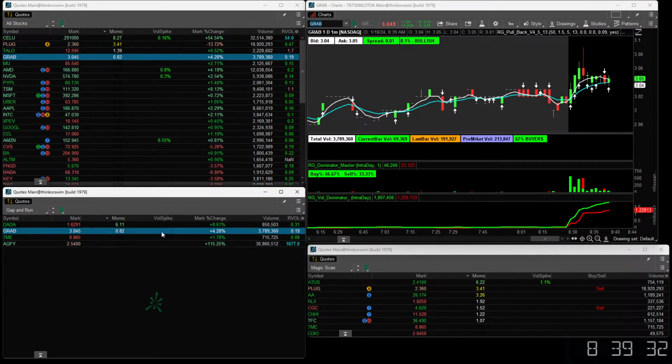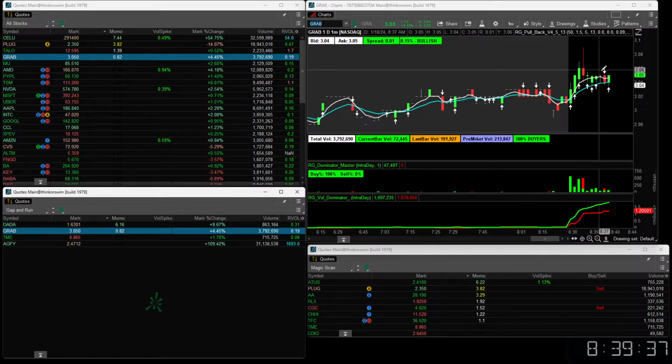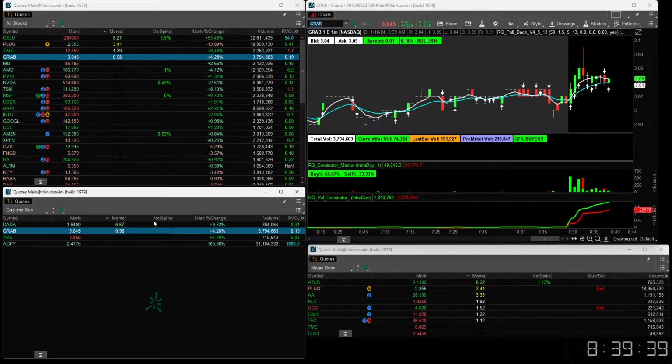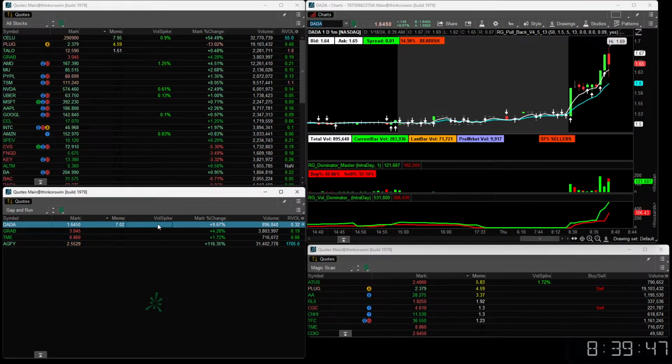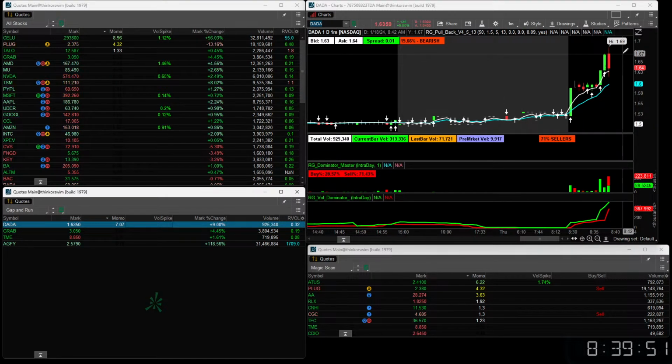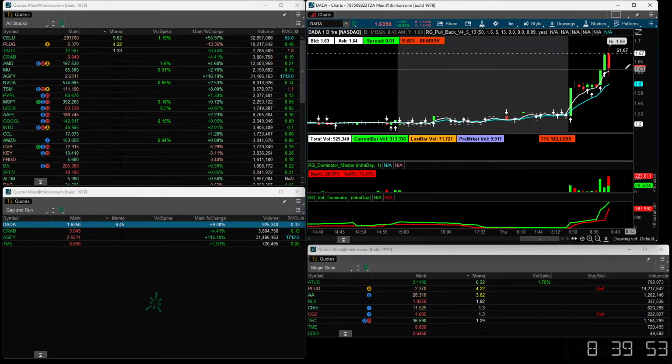So these are the gap up at open stocks. If you haven't used that scanner before, we gapped up at open and now we're consolidating. Same thing on this one. Let's see if we get a pullback out of this stock.